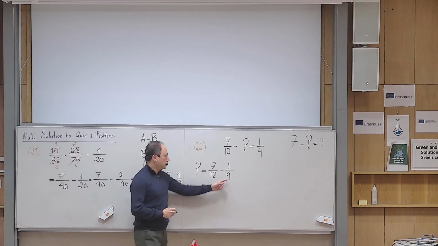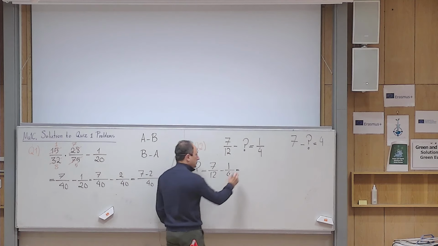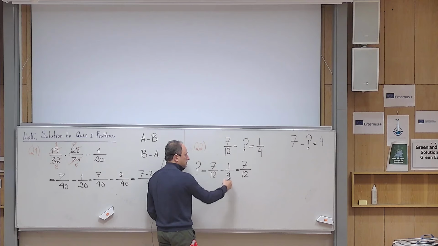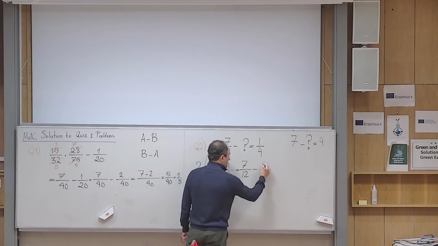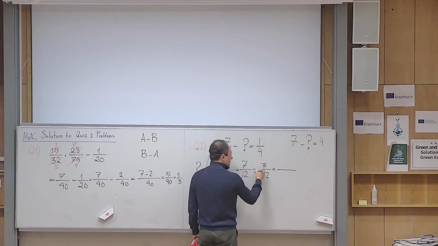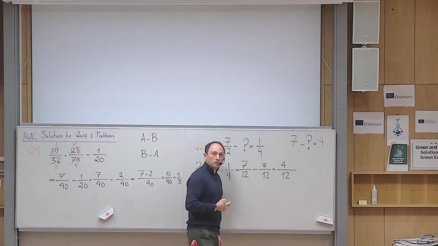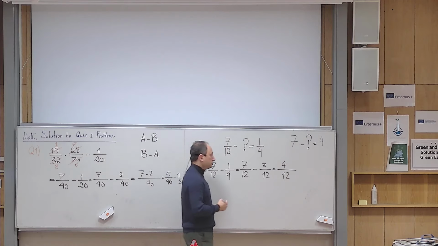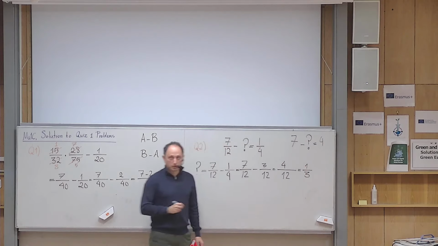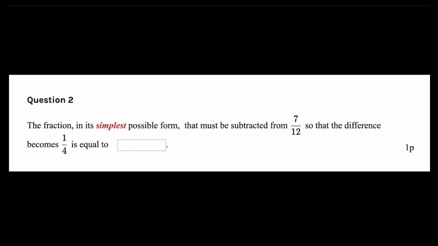And of course the denominators are not the same, so I make the LCD, but LCD between 12 and 4 is just 12. So I copy and paste the first one with denominator 12, but then I rescale this fraction by a factor of 3, so this becomes 3 over 12. And now the denominators are the same, so I subtract these numbers. 7 minus 3 is 4 over 12. But because the problem is asking for the simplest possible form, then you simplify by 4, and the answer is 1/3. So you need to put 1/3 here.